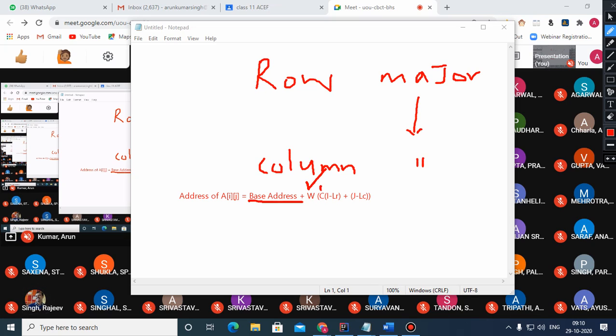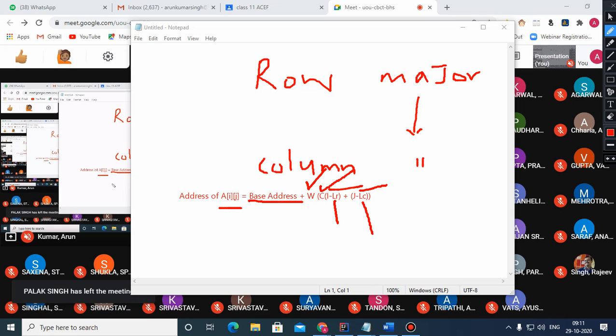Now children, this C represents the total number of columns, and this LR means the lower limit of the row, and this LC means the lower limit of the column, and this I and J will be the row subscript and column subscript of the required element. So here you can see that I have written A of ij. I here is the row subscript of the required element, and J is the column subscript of the required element.